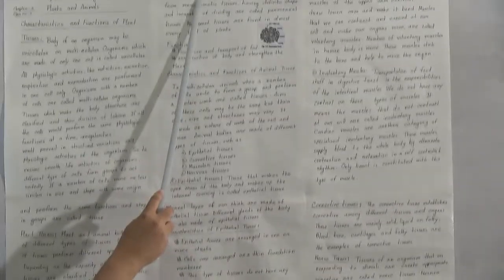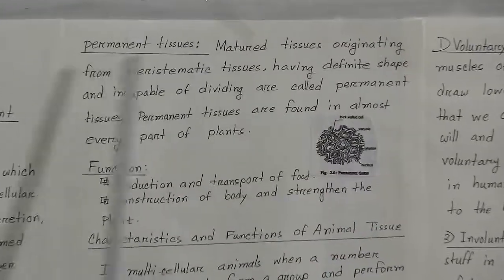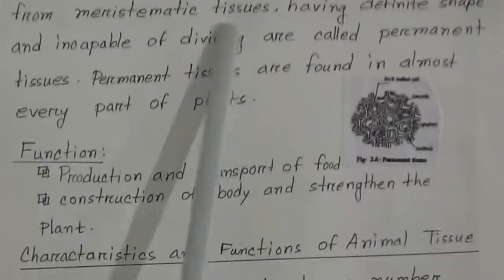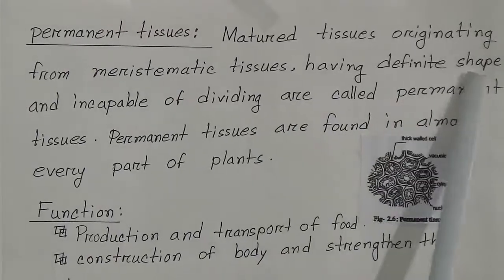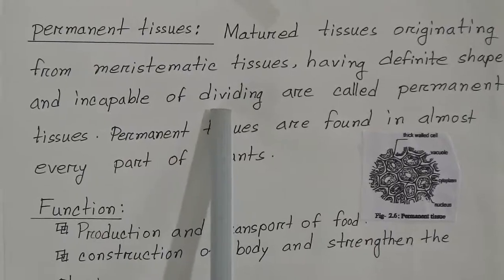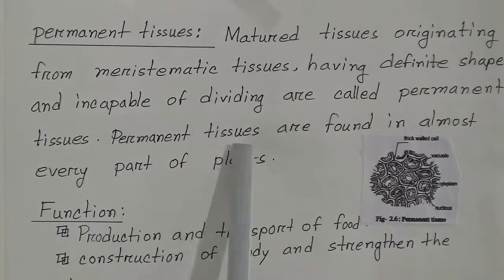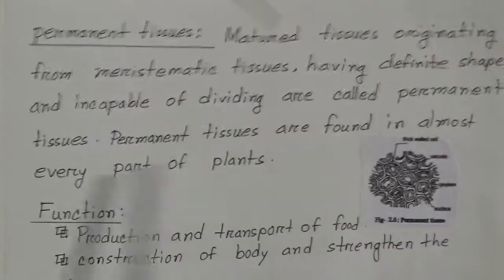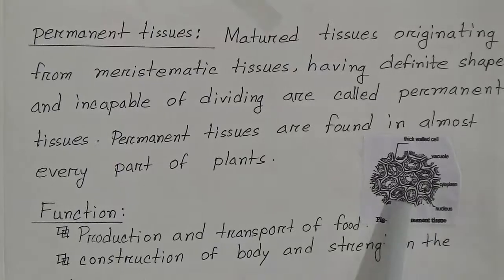Our next topic is permanent tissues. Mature tissues originating from meristematic tissues, having definite shape and incapable of dividing, are called permanent tissues. Permanent tissues are found in almost every part of plants. Here is a permanent tissue.